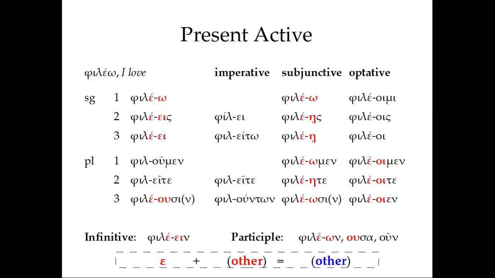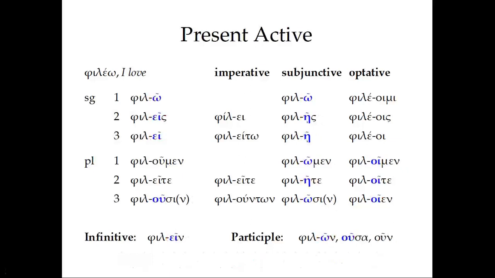And our final rule, probably the most common here, epsilon plus anything else really equals anything else. So phileo, first person singular there, I love, it ends up just as being the omega there, the second element of the two things that are being contracted. Phileis, we get the second element, just the diphthong. And that's true for all of these other places. And this is the result.